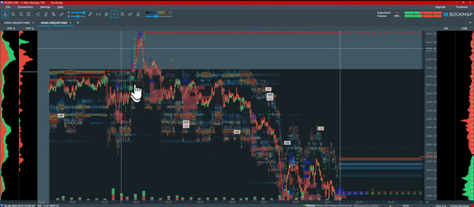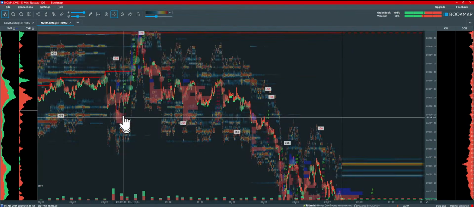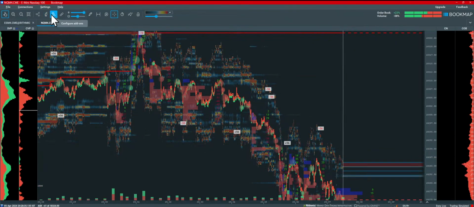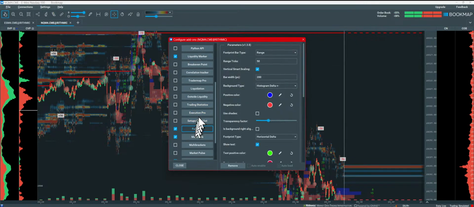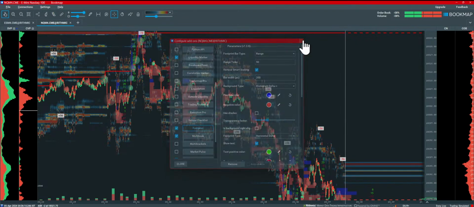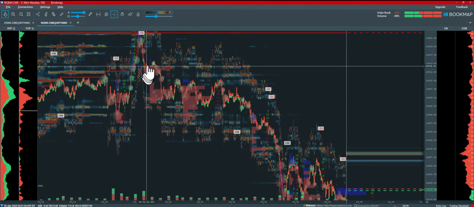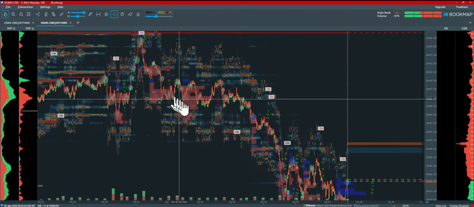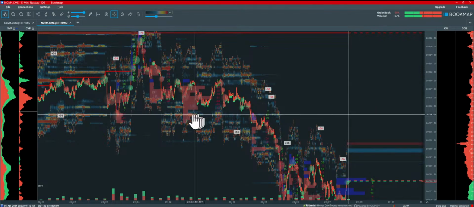So for example, in NQ, I think it is, let's go and check what we have on. So this is the add-ons, and we can go ahead and see footprint over here. I have 50 ticks over here. So whenever the 50 ticks are finished within a range and it moves to the next part, a new footprint chart will be plotted.